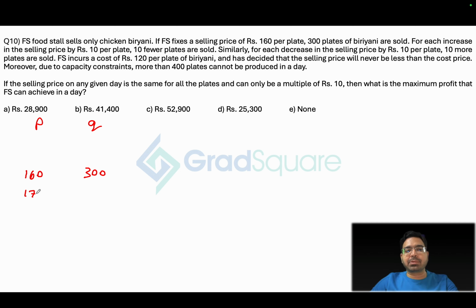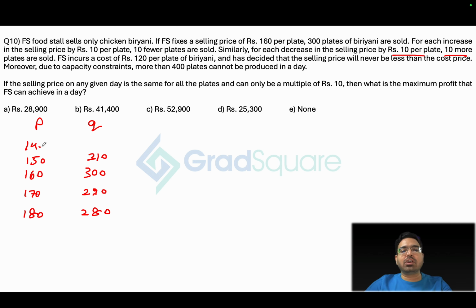So if you increase your price from 160 to 170, then your quantity will come down by 10, which will become 290. If you further increase it by 10 and make it 180, this will become 280. That's something that they are trying to explain. Now, if the selling price is decreased by 10 rupees per plate, then 10 more plates were sold. That means if the price becomes 150, then the number of plates sold will be 310. If it is 140, then the number of plates sold will be 320. That's what they're talking about.